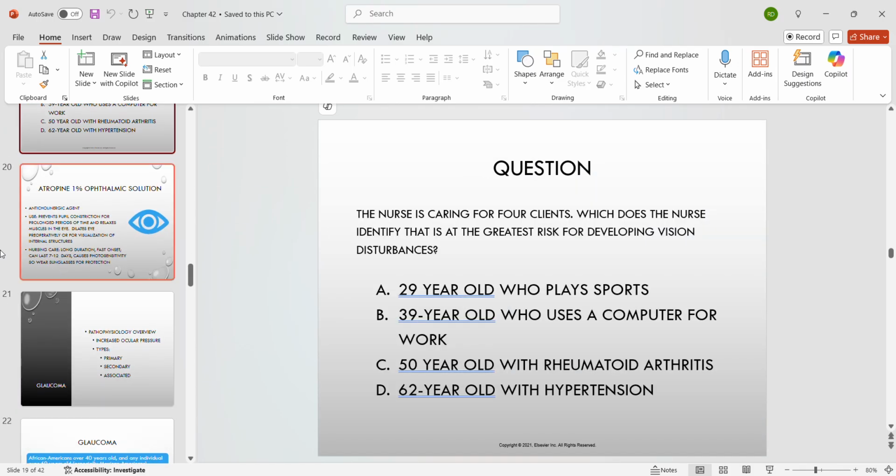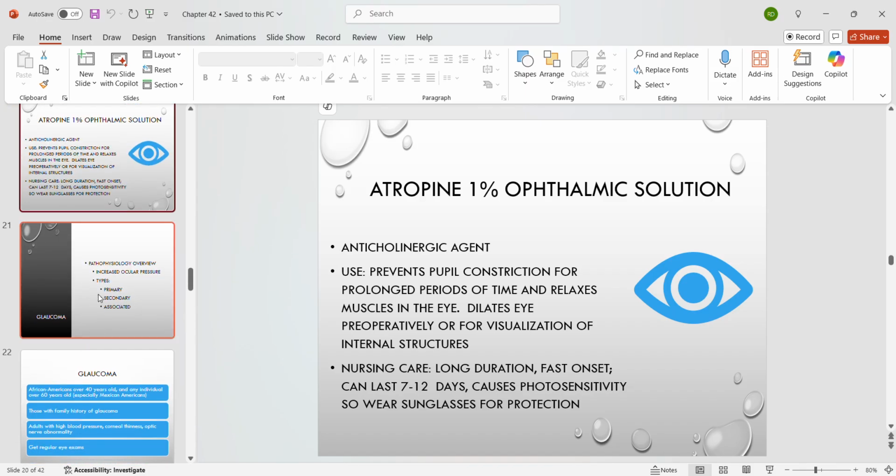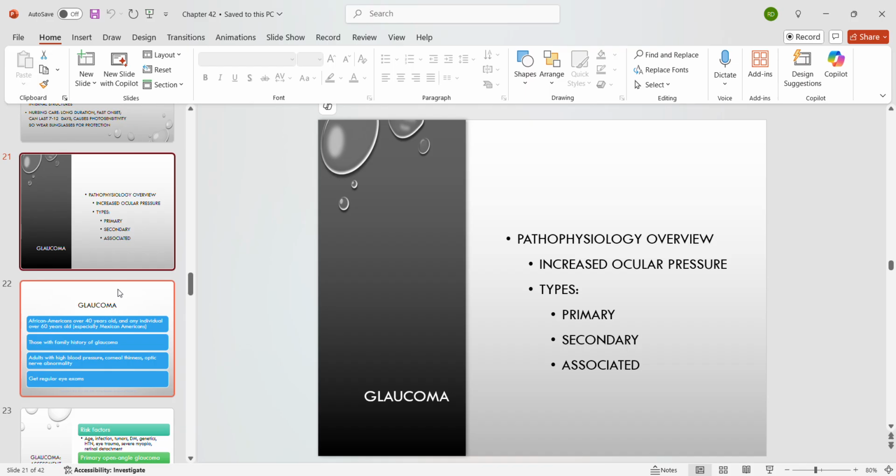All right, so that's just the question. And then it talks about atropine. Atropine is an anticholinergic agent used to dilate those pupils. Just remember, it's a serious med. It opposes the parasympathetic response, and the effects of it can last for 7 to 12 days. They're going to have very blurred vision and photosensitivity, so they're going to need to wear those sunglasses.